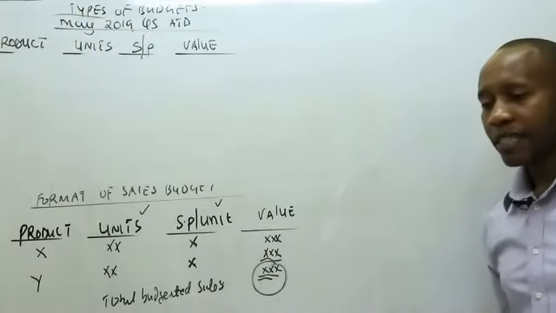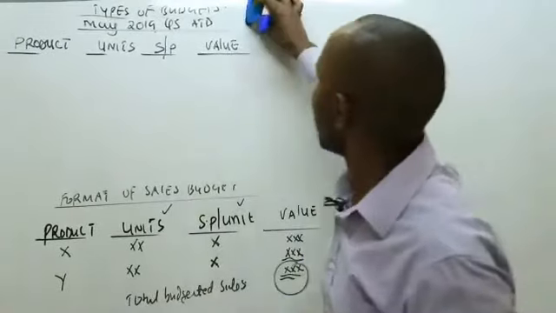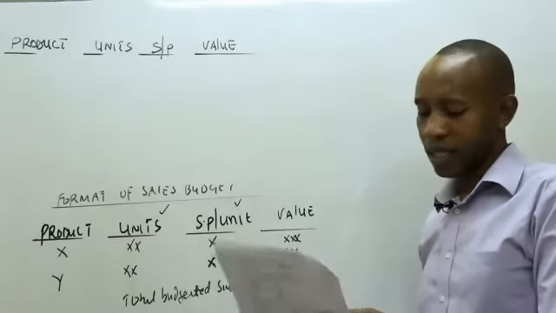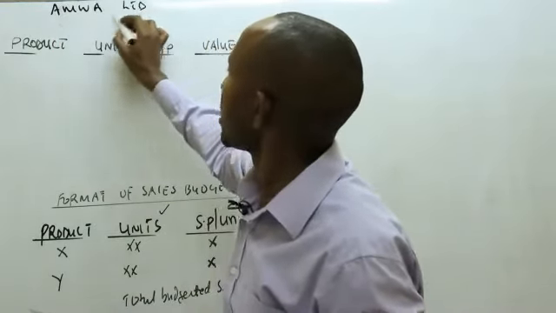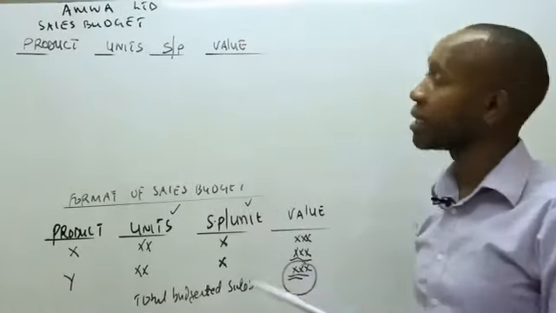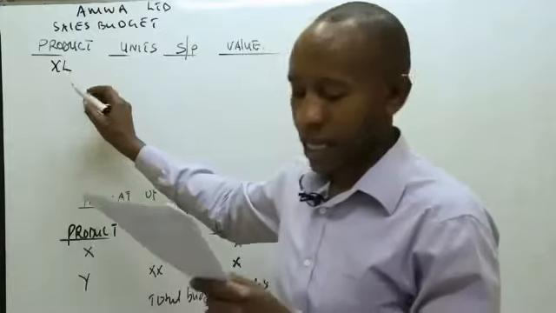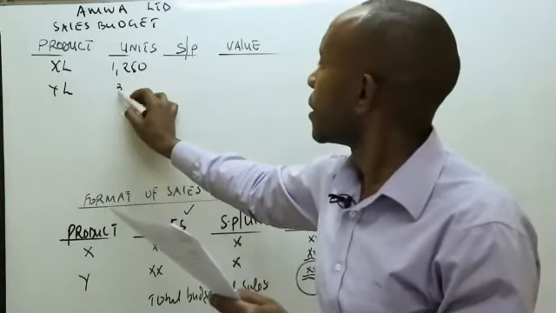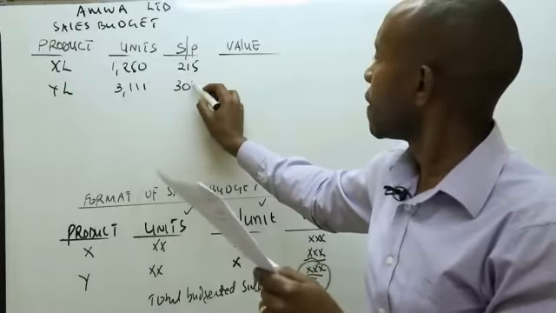So let's confirm what you have written. So products are which one and which one? Been told budgeted sales. Maybe I should have given my budget a title here. I should give my budget a good title, so that I say this is Amwa Limited Sales Budget. So we say we have product XL and we also have YL. Units 1250 and 3111. Selling price per unit 215 and 302.